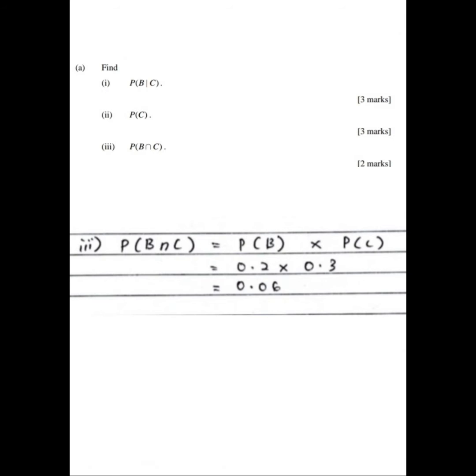For the Roman number 3, find probability B intersect C. Probability B intersect C is equal to probability B times probability C, which is 0.2 times 0.3, and the answer is 0.06.